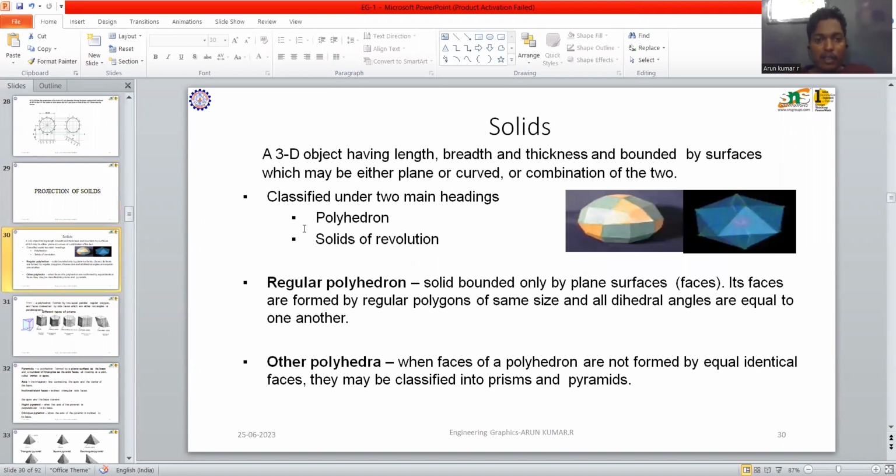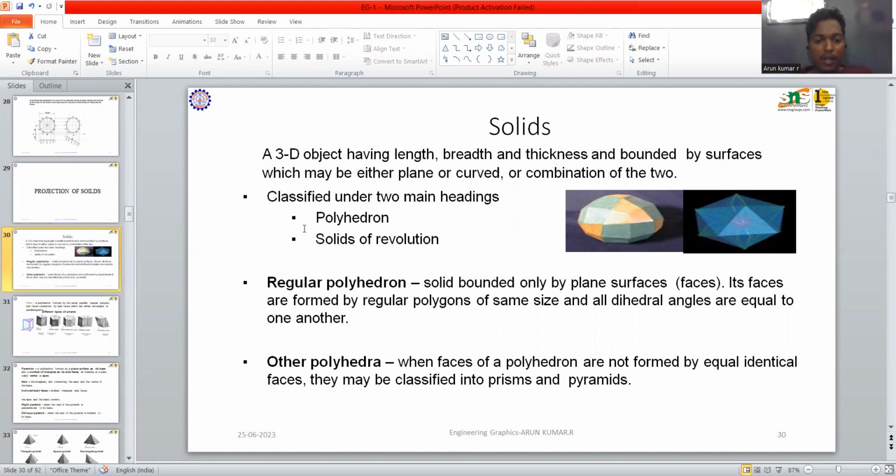A solid is a three-dimensional object having length, breadth, and thickness, and bounded by a surface which may be either a plane or curve, or a combination of the two. The classifications are mainly under two headings: one is the polyhedron and the other is the solid of revolution. A regular polyhedron is a solid bounded only by plane surfaces. Its faces are formed by regular polygons of the same size, and all dihedral angles are equal to one another.